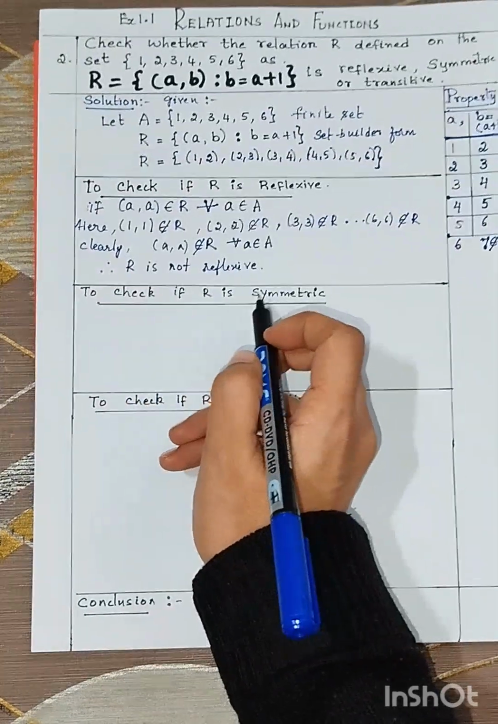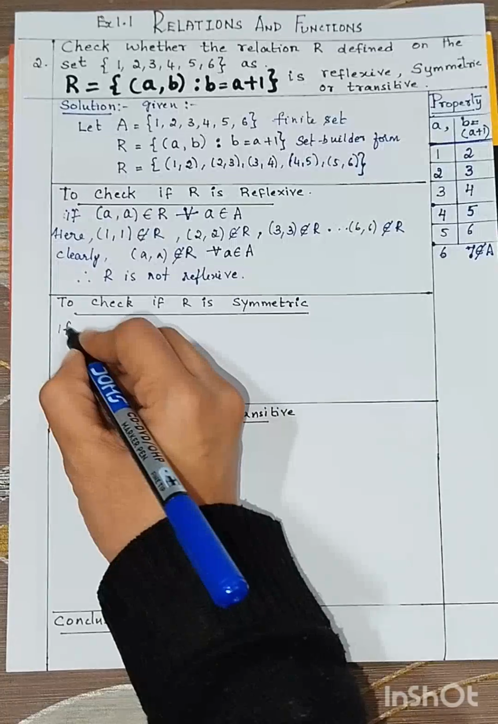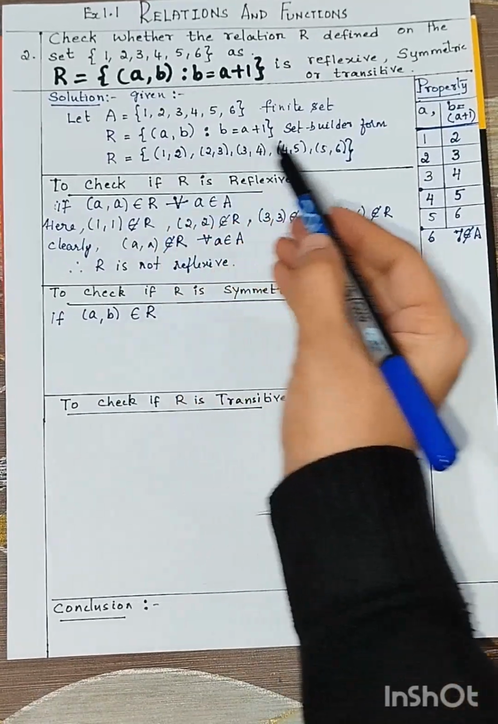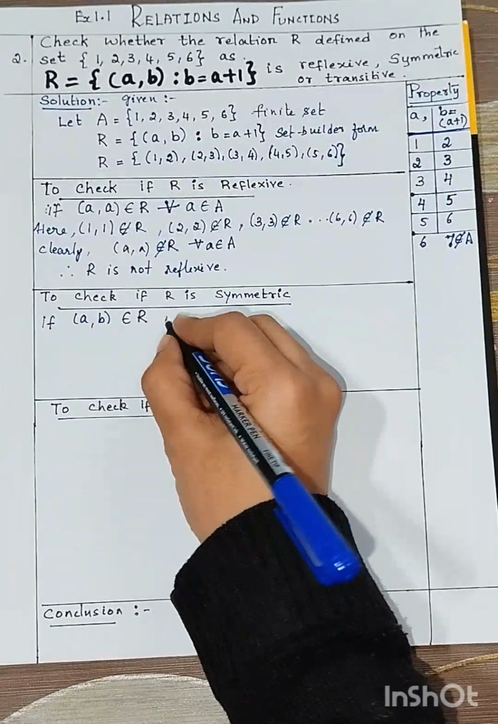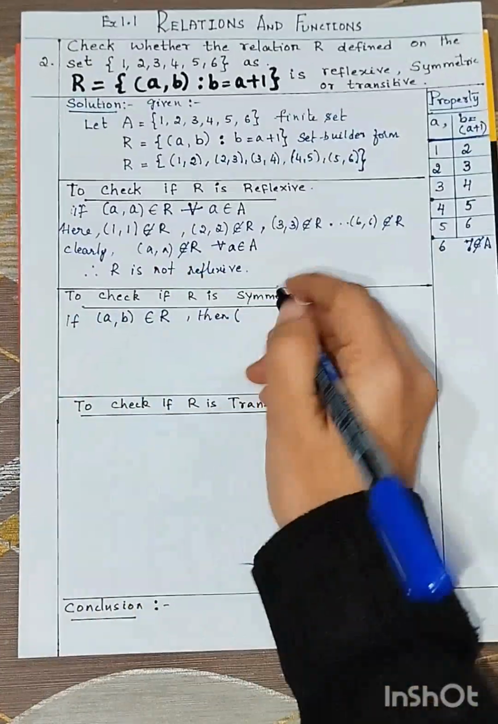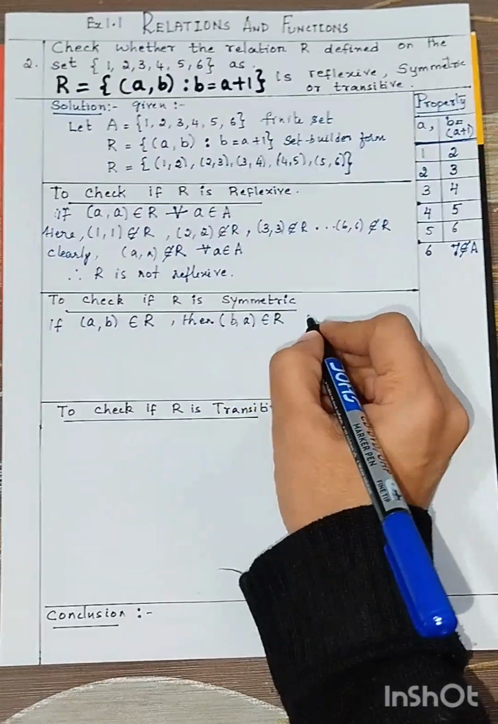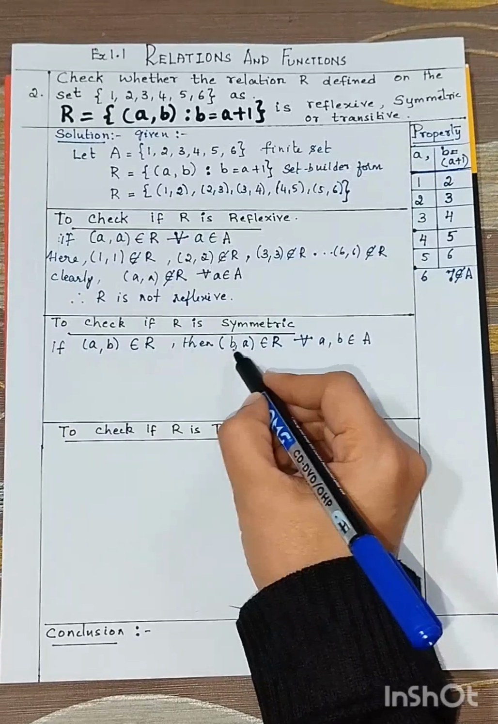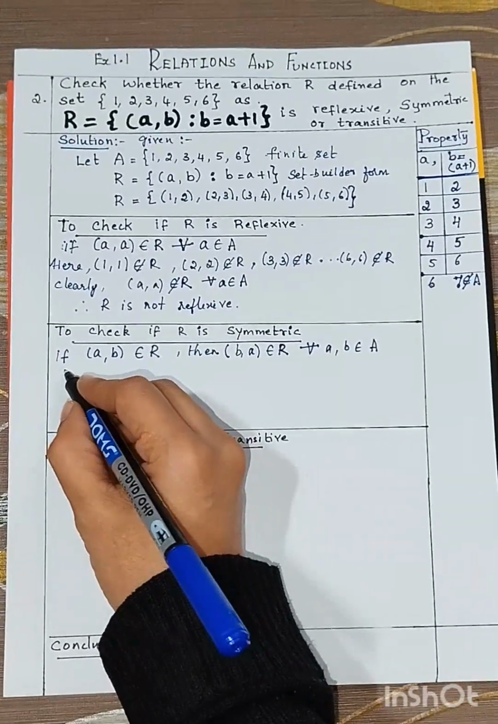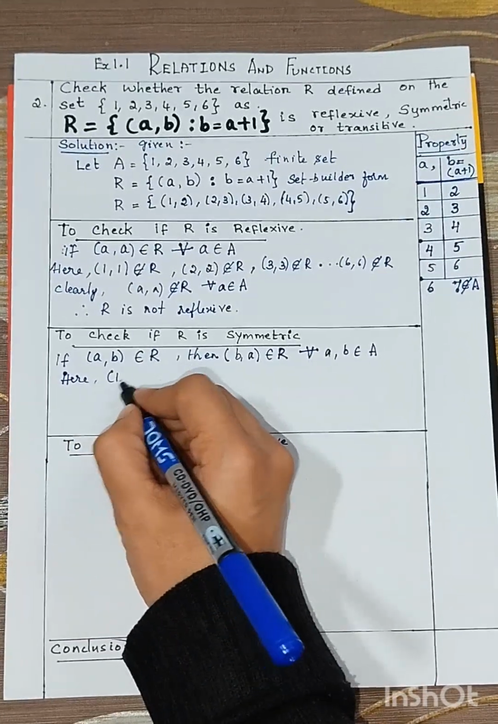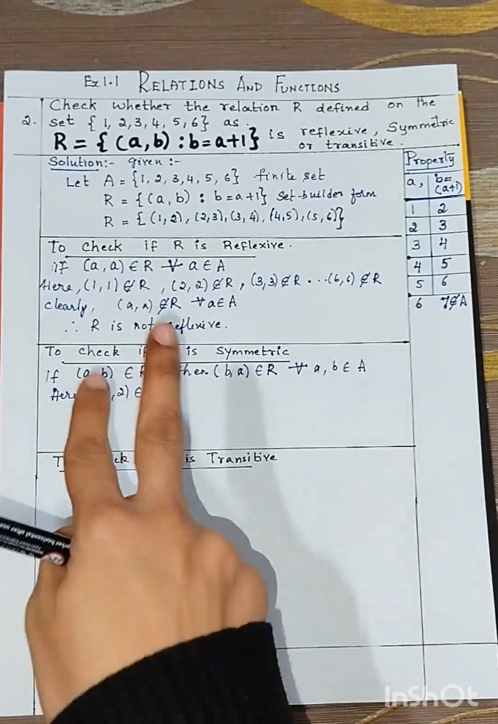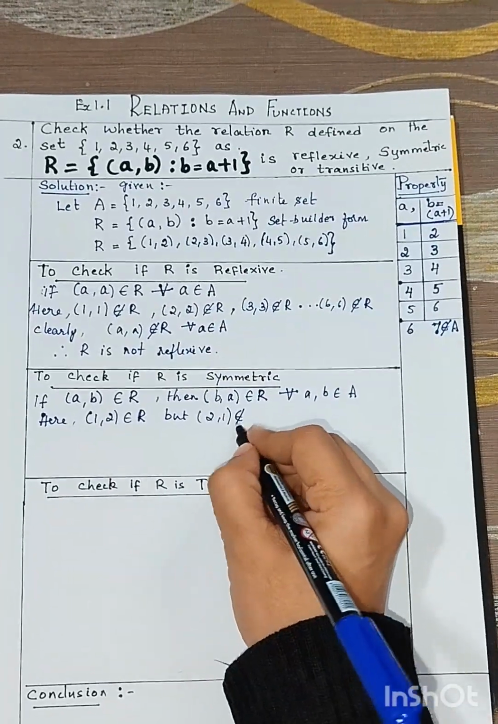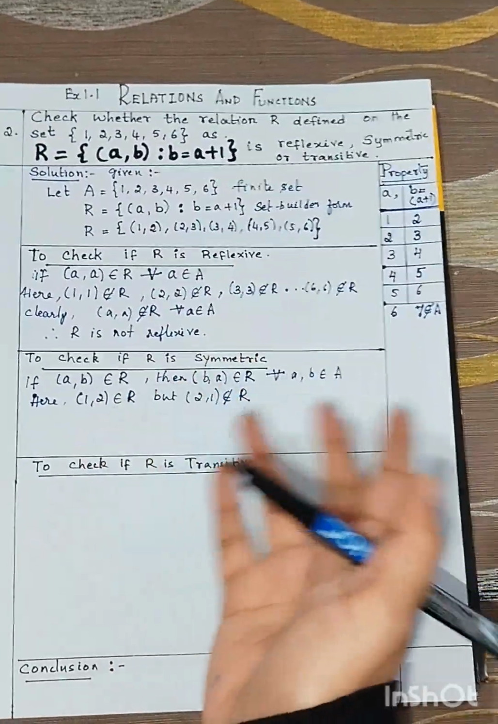Now let us check if R is symmetric. So the condition for R to be symmetric: if (a, b) belongs to the relation, if you take any ordered pair (a, b) that is there in this relation, then you just flip it and check, that is (b, a) must also belong to the relation for all a, b belonging to A. You have to check whether this (b, a) belongs to R. So let us take an element here, (1, 2) belongs to R. Now just flip and check, but (2, 1), we don't find (2, 1) here, so therefore this does not belong to R. So even if in one case it fails, then it is not symmetric.